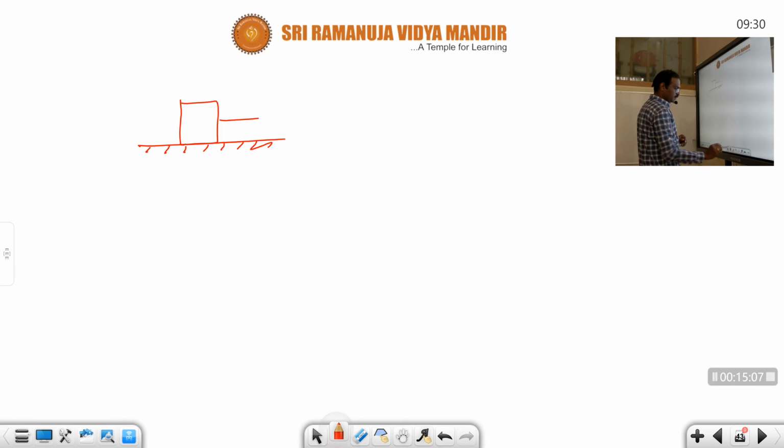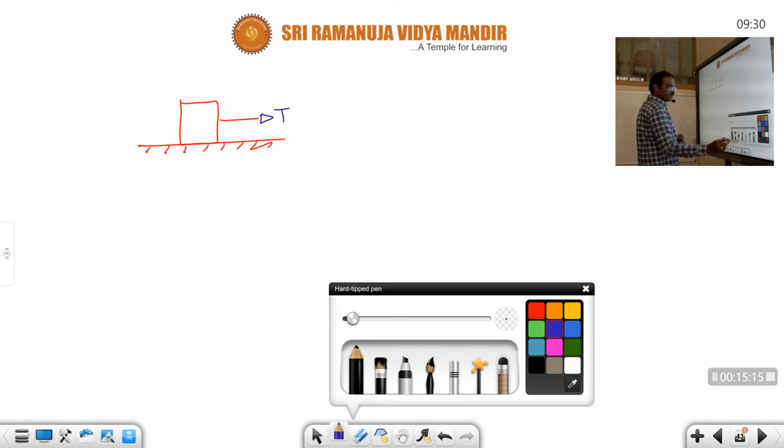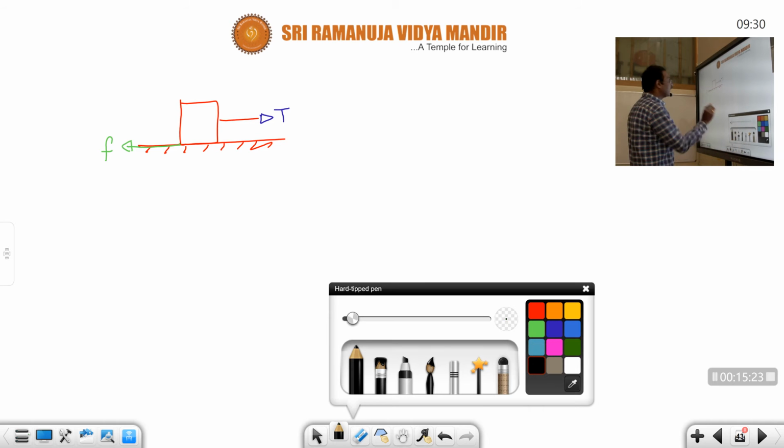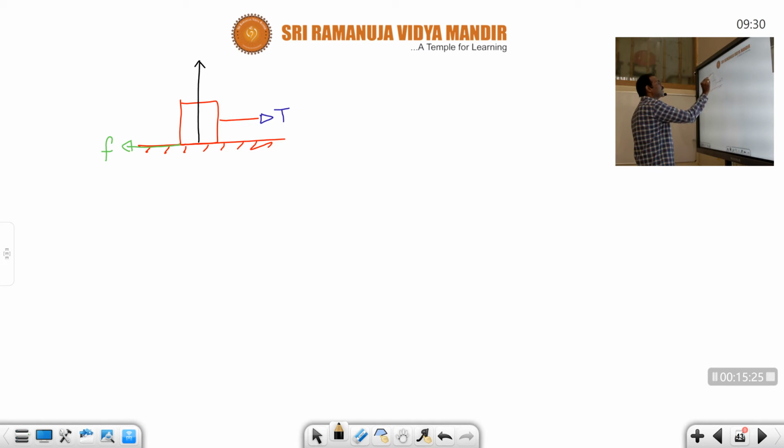Now T is tension, and F is force of friction, and N is normal reaction. I will take it as N1 because of 2 kg. And this is weight 2g, simply I will write 2g because it is 2 kg mass. Now it is moving with an acceleration A. Both have the same acceleration because the string is inextensible.